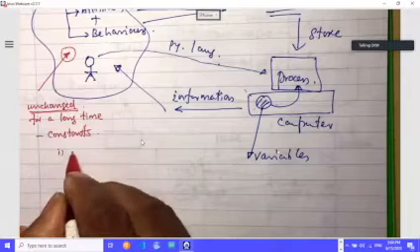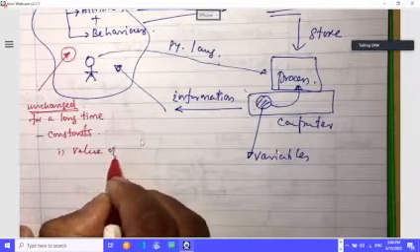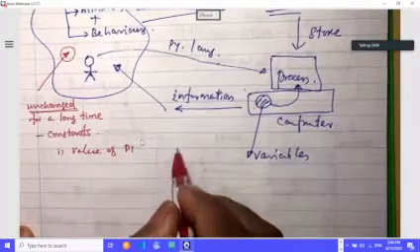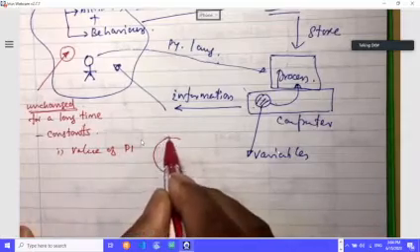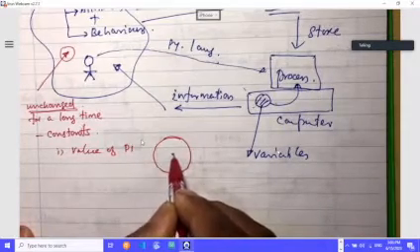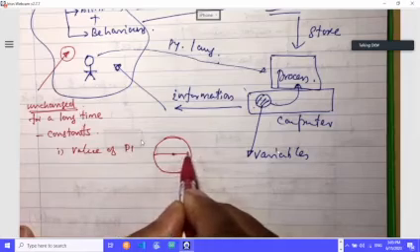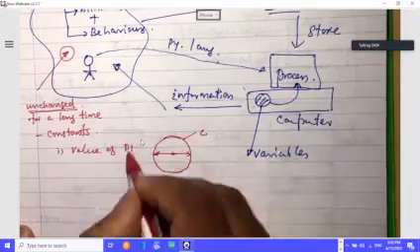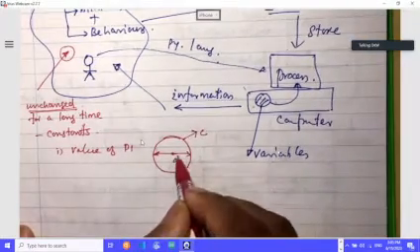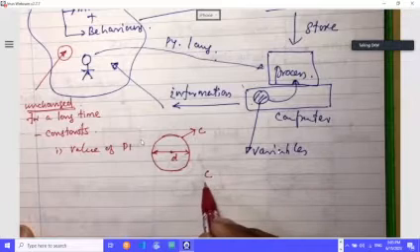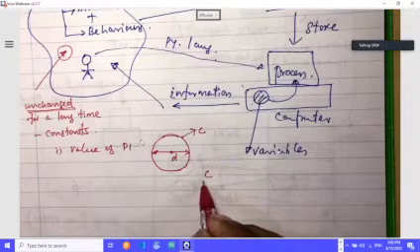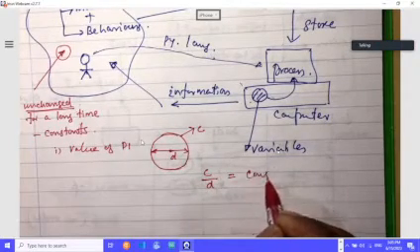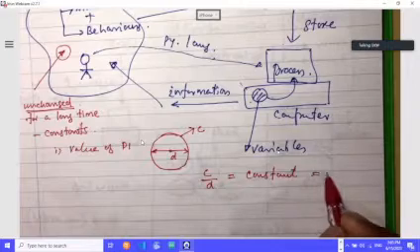Number one, the value of pi. What is the value of pi? Take the diameter of a circle, and take the circumference of the circle. The circumference divided by the diameter is a constant. We say it is pi.